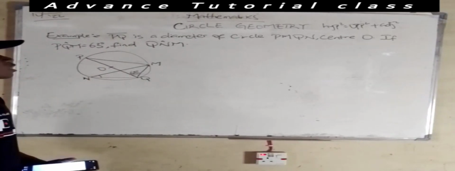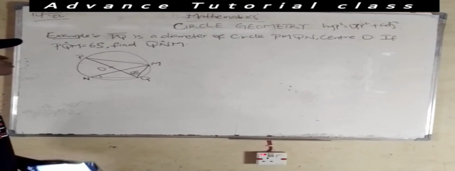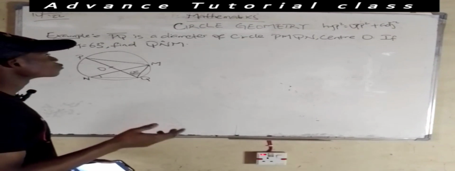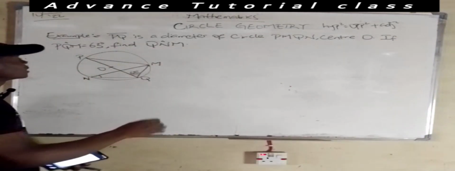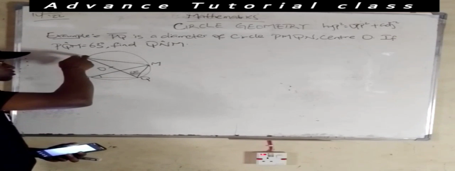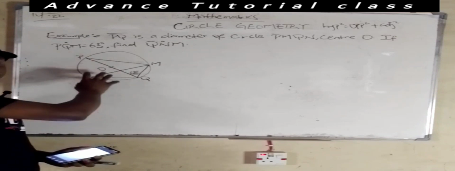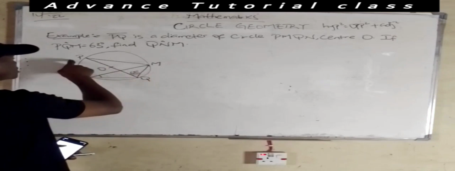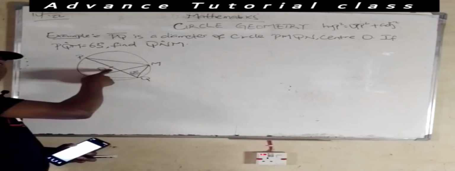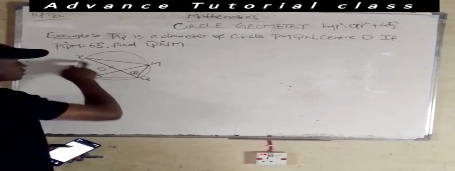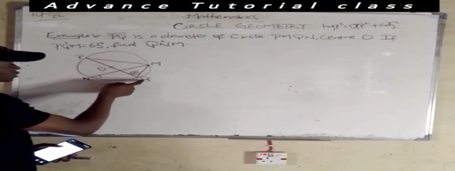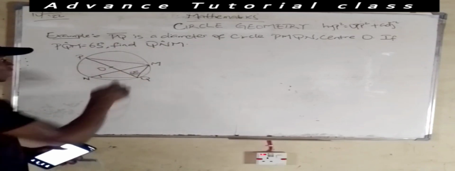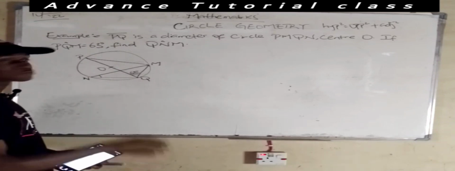So our last example for today: PQ is the diameter of circle PMQN, center O. If PQM equals 63 degrees, find QNM. Now this is PQ, the diameter cutting across the circle, dividing the circle into two equal parts. And this is the circle PMQN, and this is the center of the circle O. If PQM equals 63 degrees, find QNM. This is QNM, the angle I'm looking for, and we have this angle. So using this theorem, we're going to be able to find QNM.